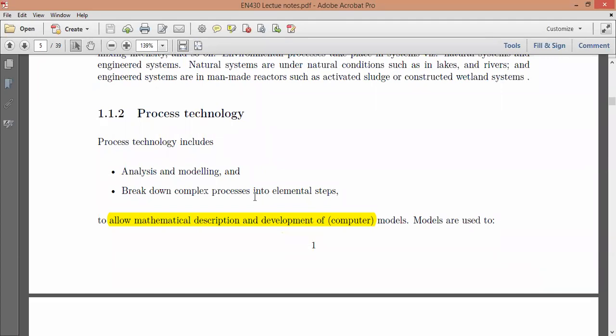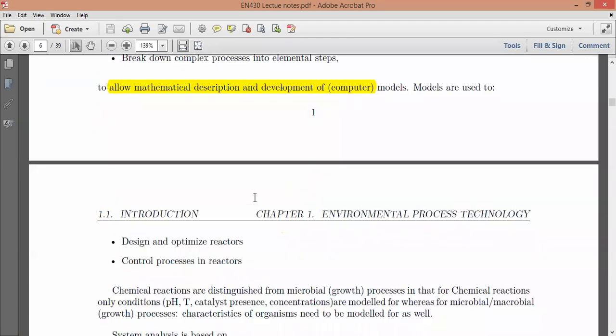So analysis and modeling, as well as breaking down complex processes into elemental steps. This is to allow mathematical description and development of computer models. And these models are used to design and optimize reactors and control processes in reactors.